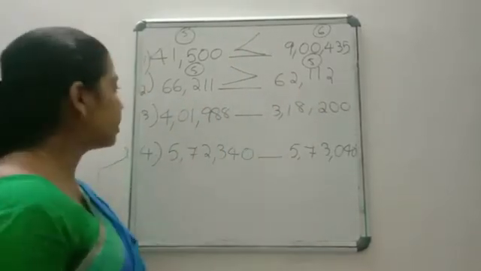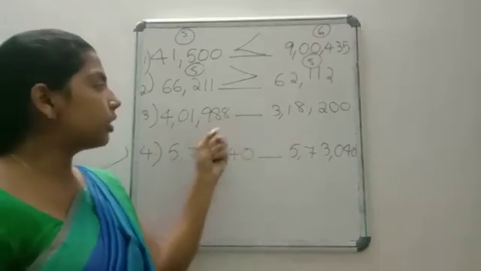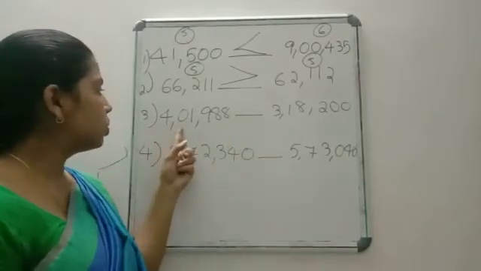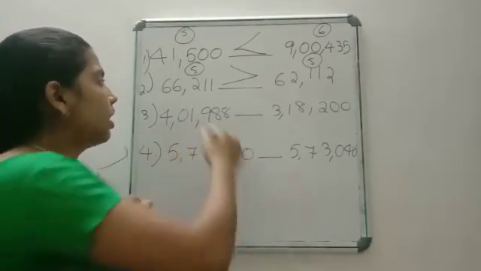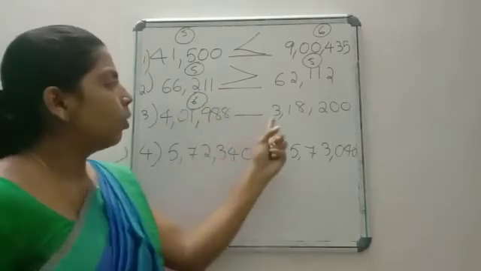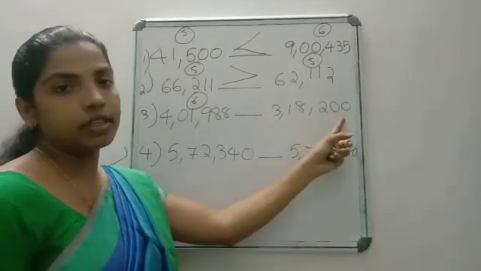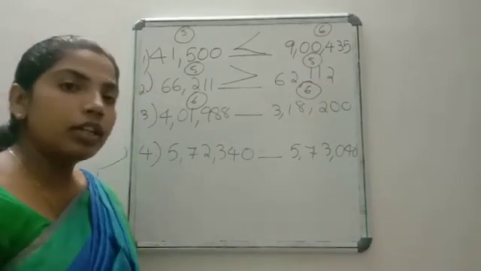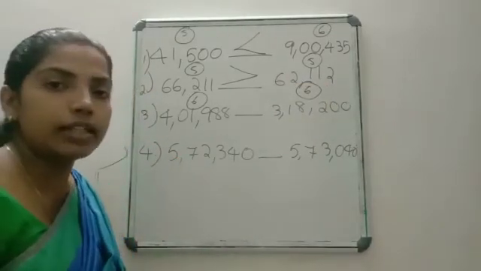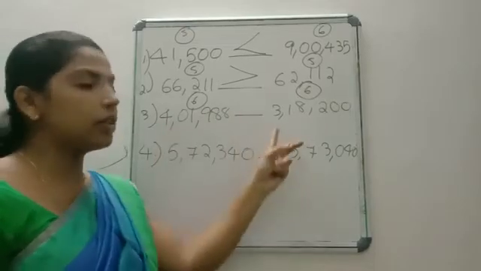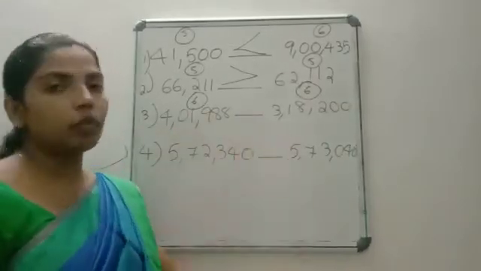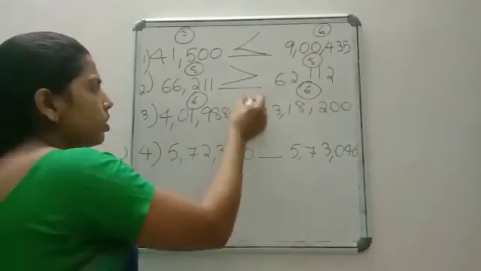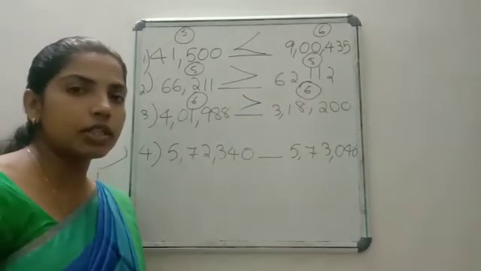Okay, moving on to the third question. We have to check the number of digits. 1, 2, 3, 4, 5, 6. It is a 6-digit number. 1, 2, 3, 4, 5, 6. It is also a 6-digit number. Okay, now the digits are the same, so we have to move to the next step, checking the first digit. 4 and 3. Which is greater? 4. So the greater than sign points towards that number.